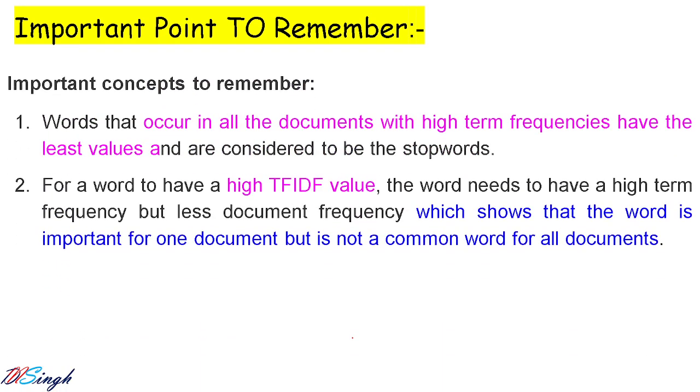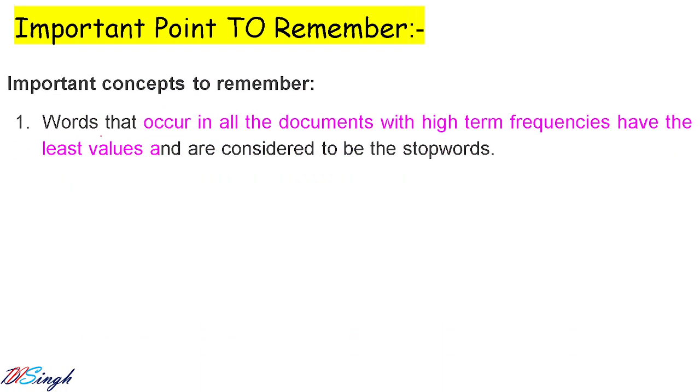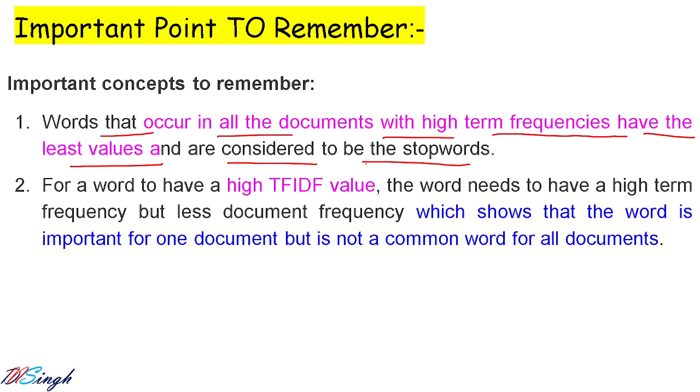Important points to remember about this algorithm: words that occur in all the documents with high term frequency have the least value and are considered to be stop words. ऐसे वर्ड जो हर एक डॉक्यूमेंट में आ रहे हैं, उनकी अपने आप टर्म फ्रीक्वेंसी क्या हो जाएगी? ज़्यादा हो जाएगी, इस वजह से हम उनको क्या कंसिडर करेंगे, स्टॉप वर्ड करेंगे, क्योंकि उनका वैल्यू मीनिंग में कुछ भी नहीं रहेगा.